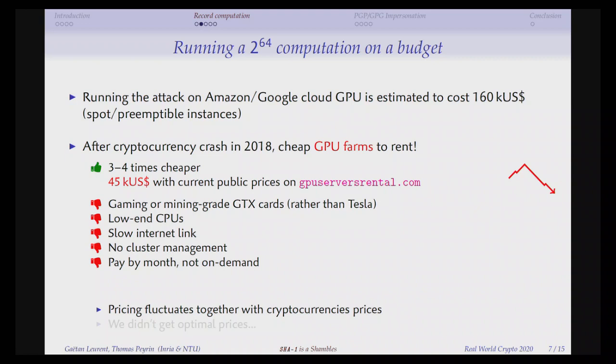And then the price went down, and now they have this huge pile of GPUs, and it's not so profitable anymore to mine cryptocurrency. So they are quite happy to rent their GPUs, and you can get prices 3 or 4 times cheaper than on Amazon or Google. The drawback, of course, is you get something that's not quite as reliable.